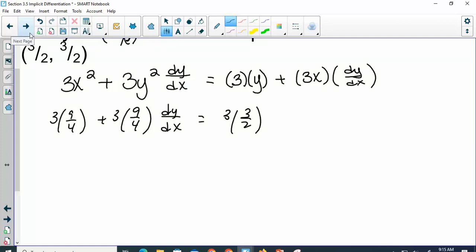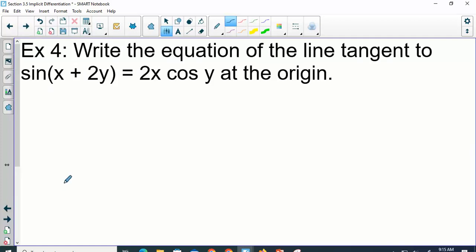Let's try another one. So if I ask for the equation of the line tangent to sine of (x plus 2y) equals 2x cosine y at the origin. So equation of a tangent line, y equals mx plus b. I need a point and a slope. What's my point? My slope is the dy/dx, so we have to do our derivative.